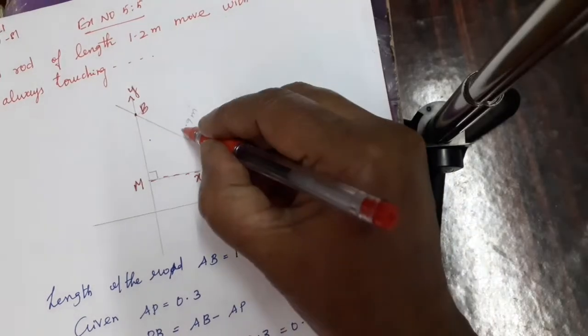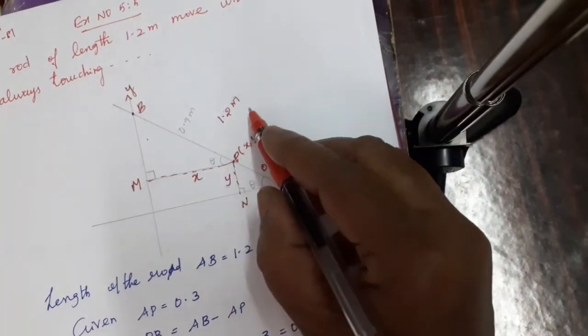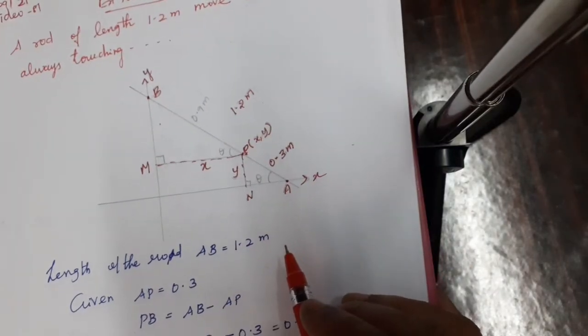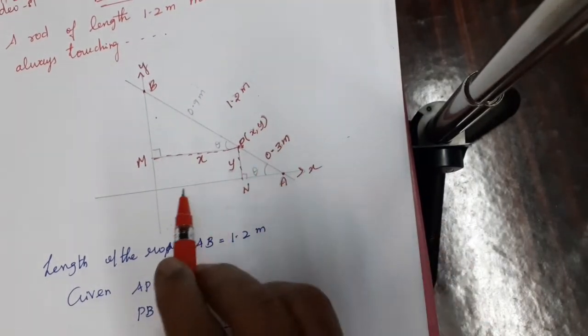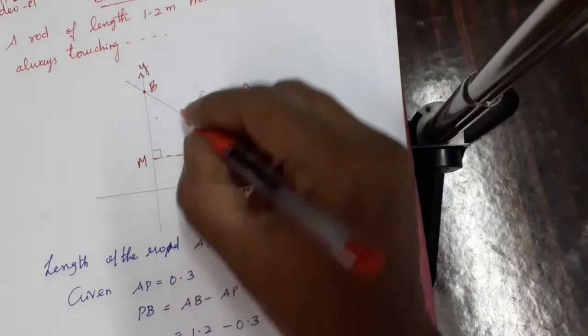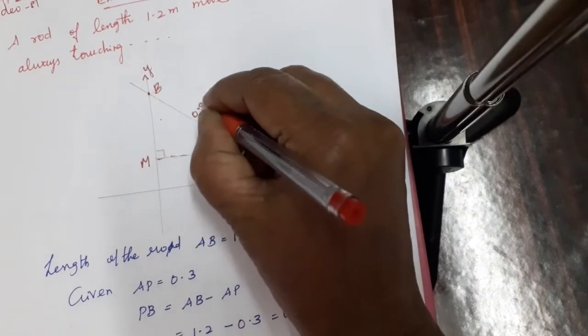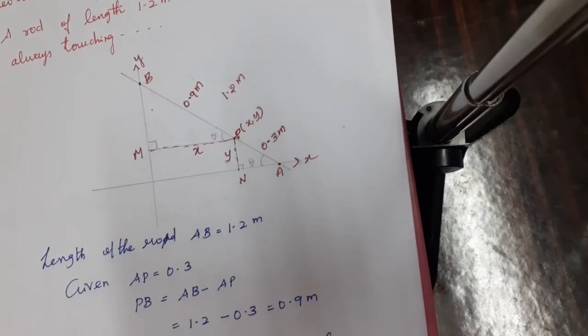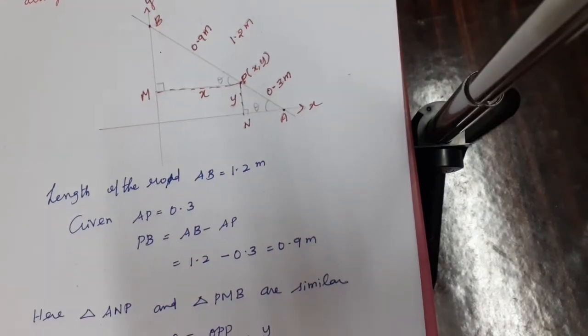Next, what is the balance? The total length of the rod is 1.2 meter. So you subtract 1.2 minus 0.3, which is 0.9 meter. Now we are going to find the eccentricity.